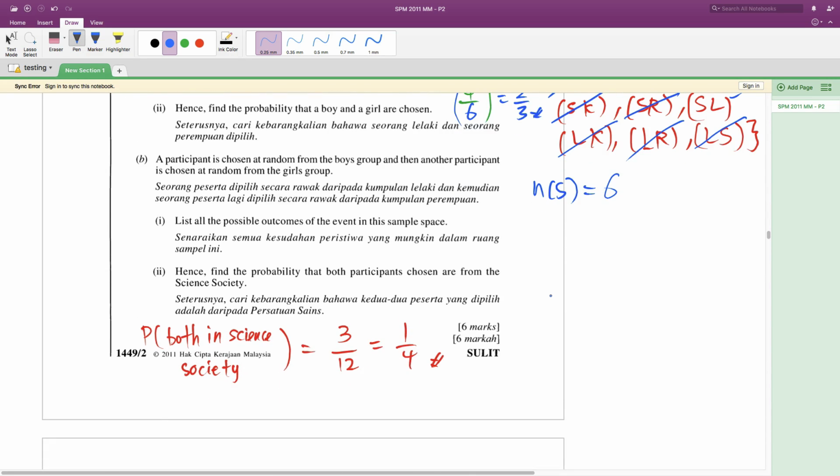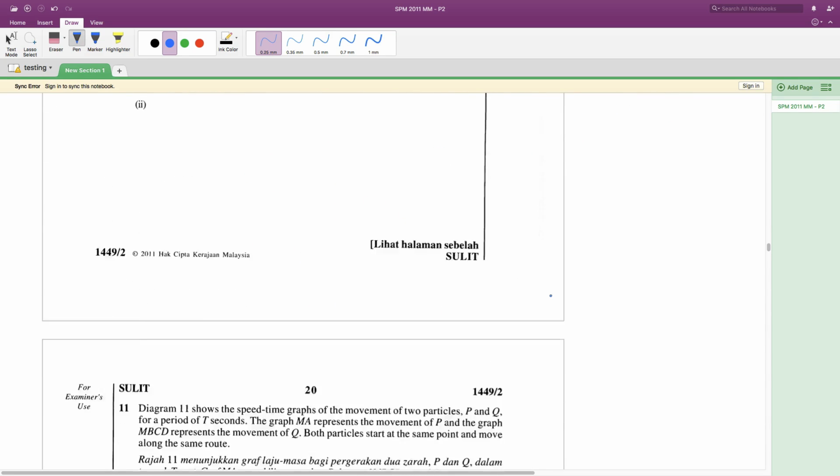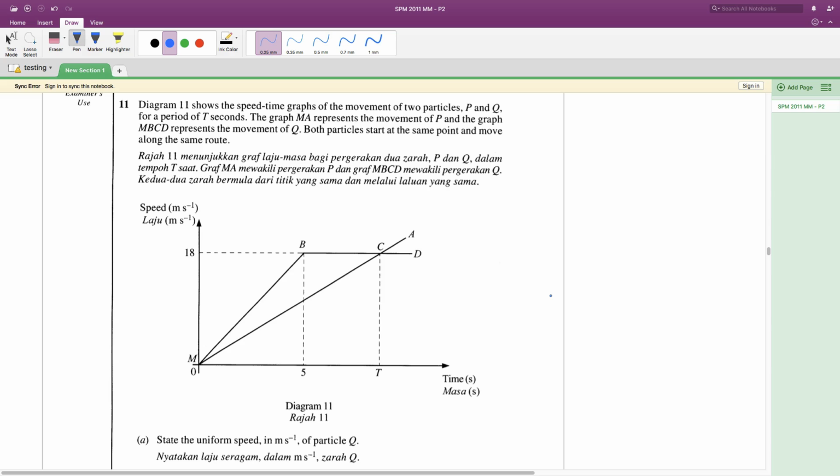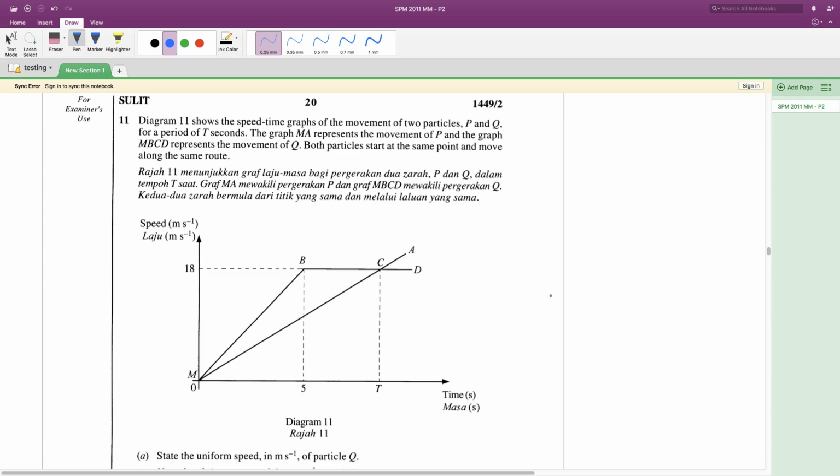Okay, any more problems? If no, we're going to move on to 11. Yeah, I think we discussed this 11 last week, isn't it? But it's okay, let's discuss it one more time. Just a quick one since we discussed it last week already.